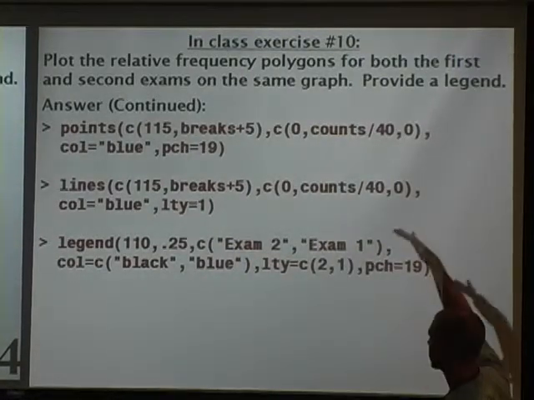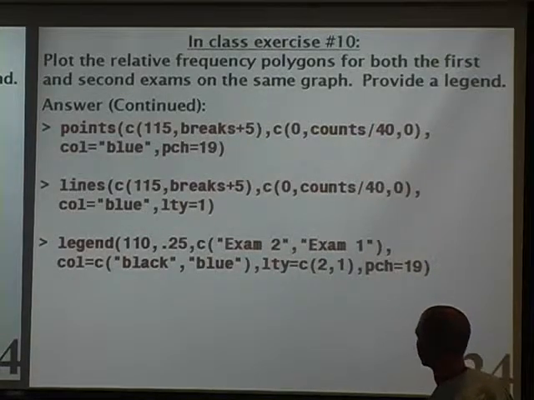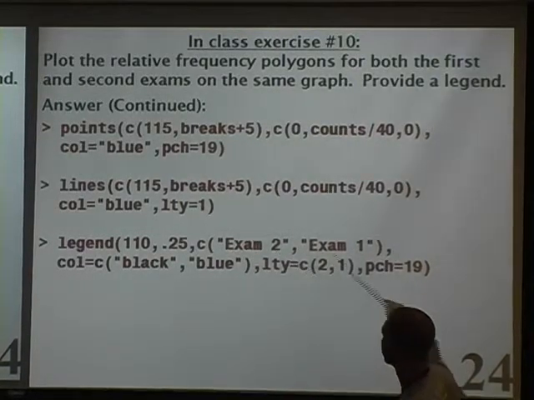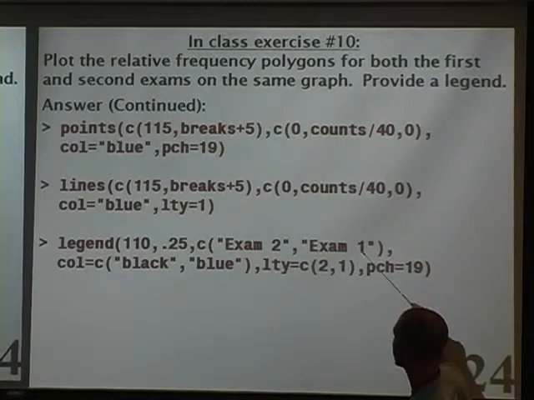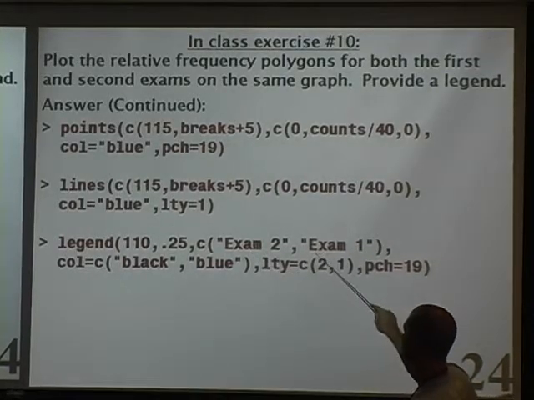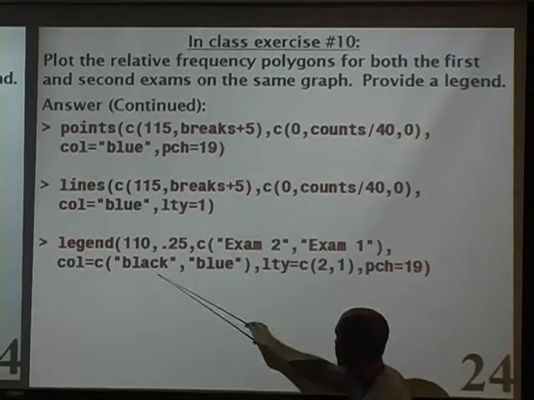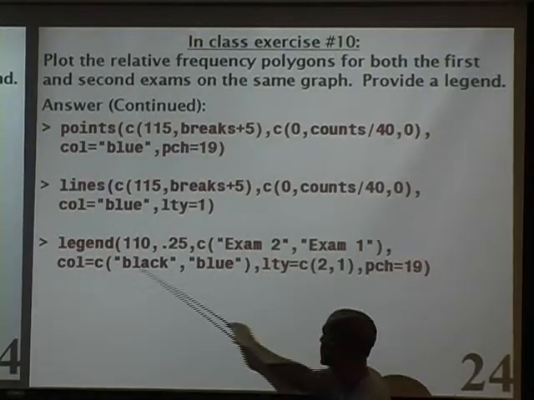Or you might just want to create extra space on one side of your graph to put it in there. Then you tell it what two things, or what three things, or what vector of things you want to assign the legend for. So this will be literally the text that appears on the graph. Then the color, this would be a vector. Exam 2 is black, exam 1 was blue, so I give it that vector.